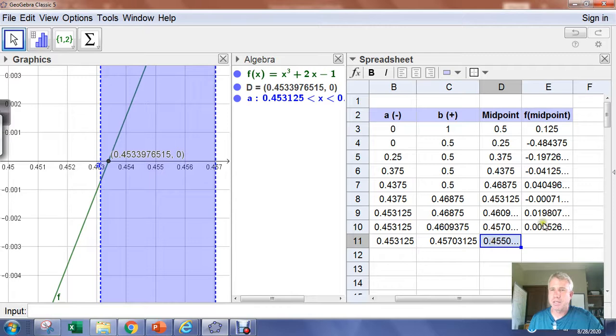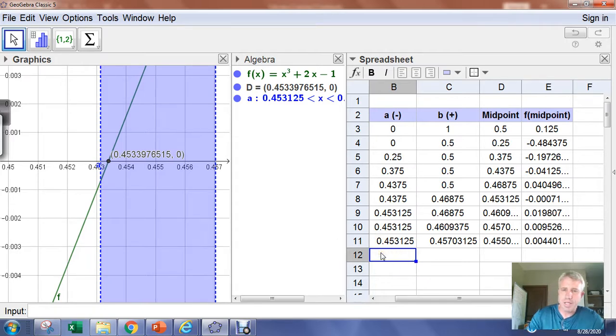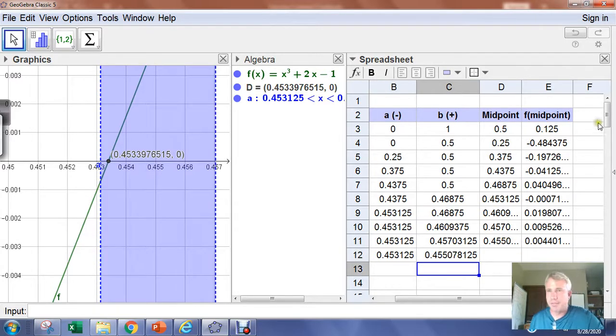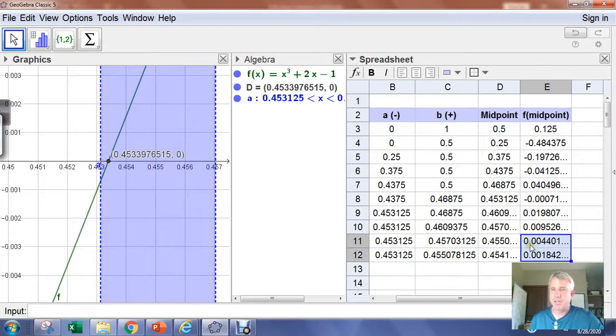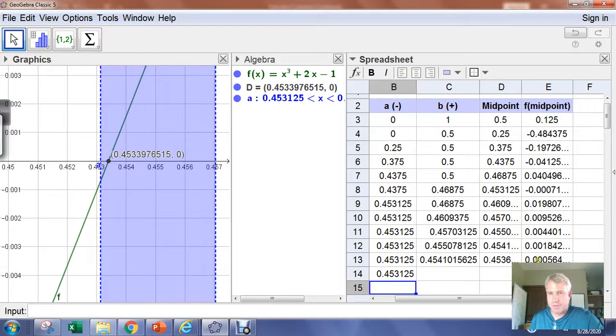So take this number, plug it into the function. It gives a positive result. Keep the old left endpoint, replace the right endpoint with the new midpoint. Get the new midpoint, plug it into the function. It generated a positive result. Keep the old, use the new. Find another midpoint. Calculate the sign. It's still positive. Keep the old. Use the new midpoint, which was still generating a positive result.